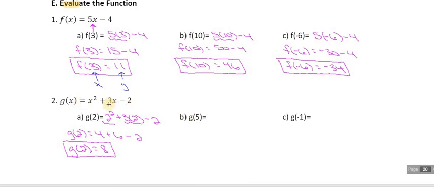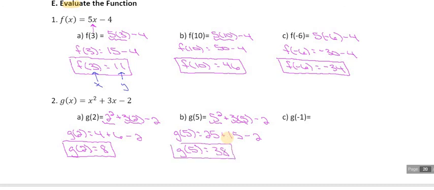g of 5, plug in 5 for x. So we have 5 squared plus 3 times 5 minus 2, giving us g of 5 equals, following PEMDAS, our exponents come first in this particular case, so we're going to have 25. Next up would be our multiplication, so we can do that 3 times 5 to give us 15, drag down the minus 2. Therefore, g of 5 is equal to 25 plus 15 is 40, minus 2 gives us 38 as our function value when x is 5.